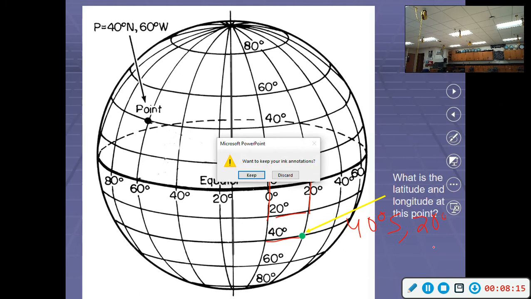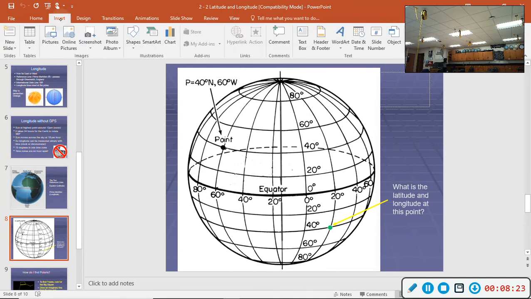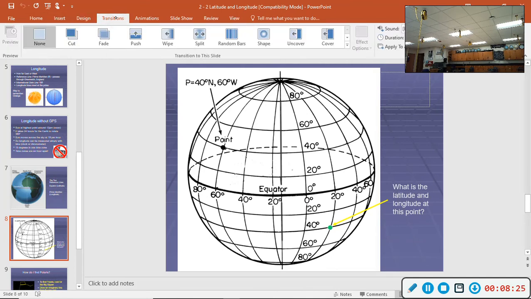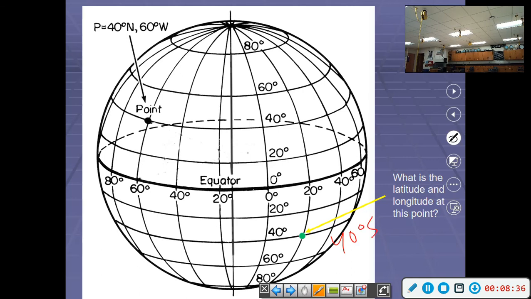Sorry about that little glitch. I'm just going to fix that. So it should be 40 degrees south, 20 degrees east longitude. Okay, so that's that first point right there.